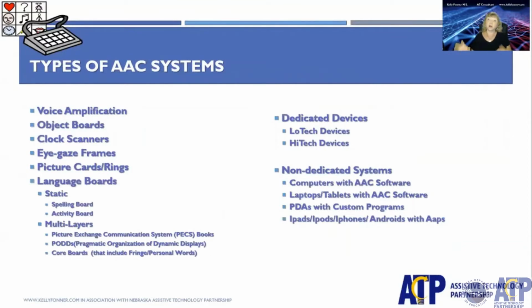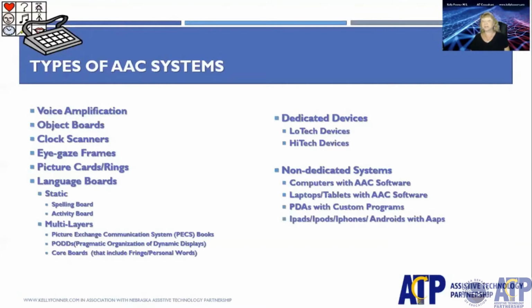When we look at all these different types of systems, including the low-tech systems, AAC also includes amplification. So different voice amplifiers and voice projection systems, object boards, clock scanners, eye gaze frames, whether they're static or dynamic. We look at picture cards and picture readings that people might use as expressive supports. We might see that people use different types of language boards. It might be one board, like a core board, or it may be activity boards for particular things that are going on, like a board to take swimming with you, or a board to take to the bingo hall.